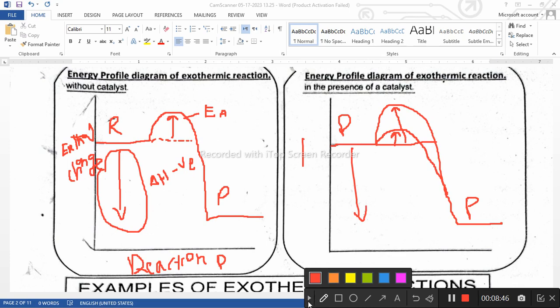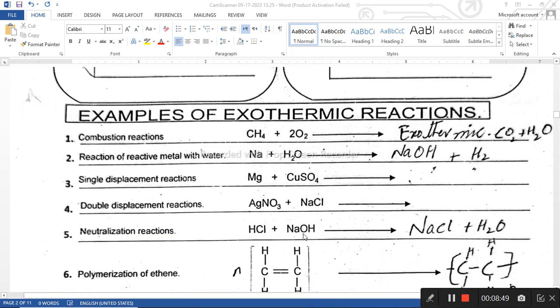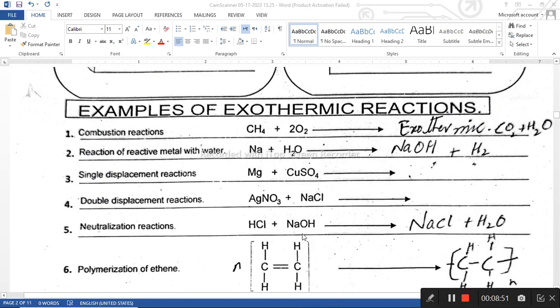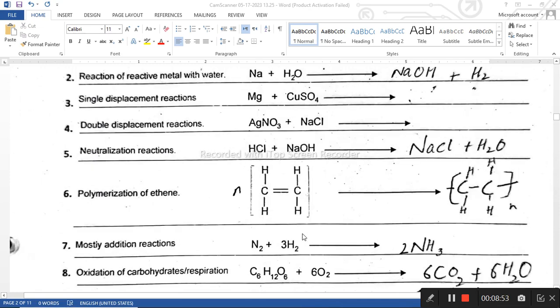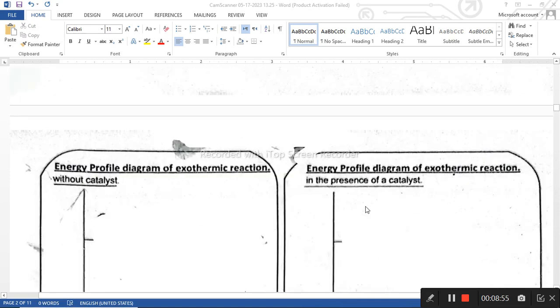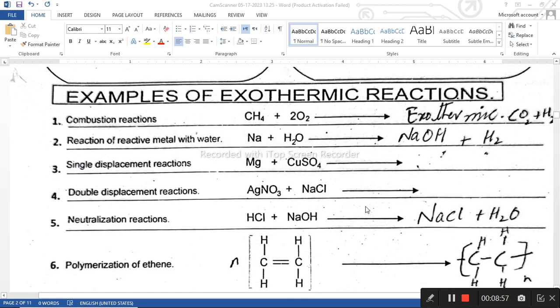Okay, so next, examples of exothermic reactions, you can remember these. It is up to you. Combustion reactions are always exo because in combustion heat is released. Reaction of reactive metal with water, single displacement reactions, double displacement reactions. What are single displacement and what are double displacement reactions? We have already discussed them in the previous lecture.